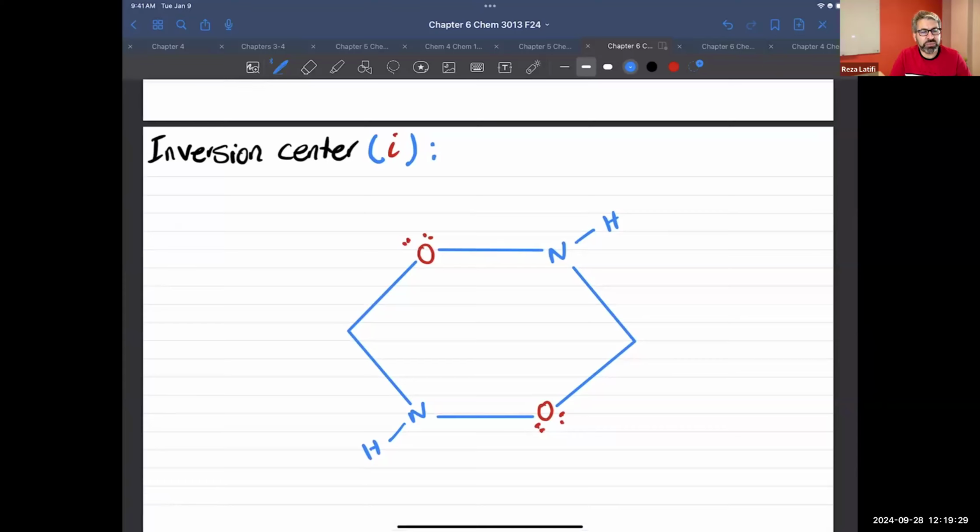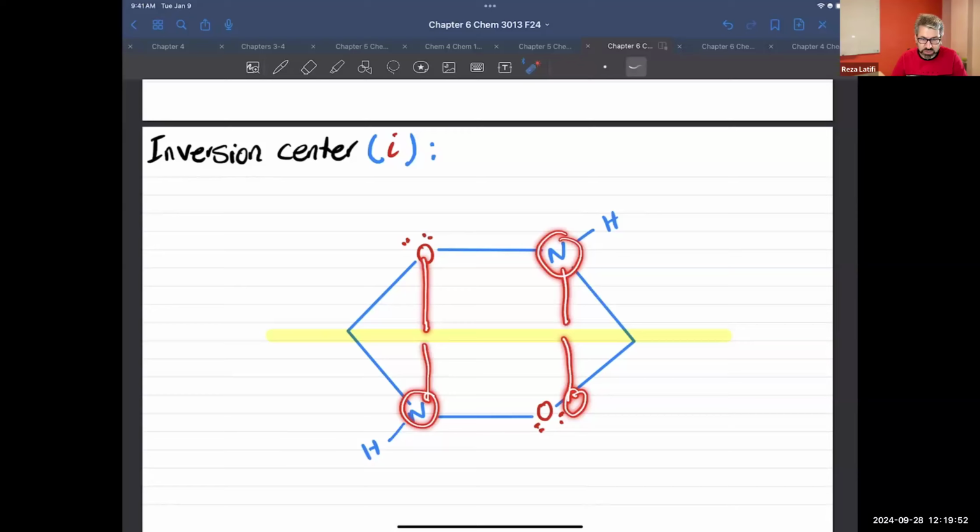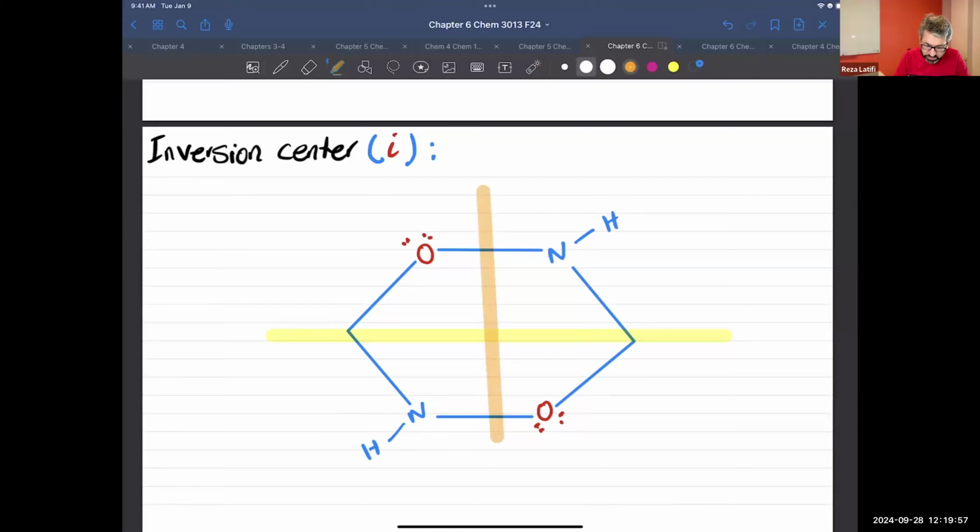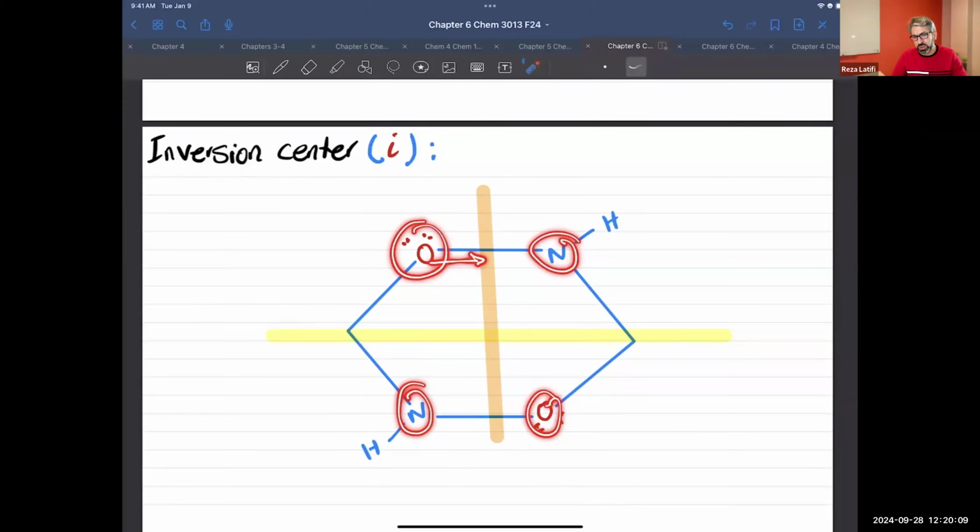Next one, it will be the inversion center. What's the inversion center? Okay, can I find a plane of symmetry? Let's see. If I put a plane of symmetry here, I expect to see nitrogen at this distance from it, but I see oxygen. And if I mirror oxygen, I'm supposed to see oxygen here, I see nitrogen. You might say, why don't you put the mirror here? Okay, let's put the mirror here. When you measure the distance of oxygen from the mirror, you're supposed to see oxygen there, but you see nitrogen. And same story there. So clearly we don't have a mirror there.